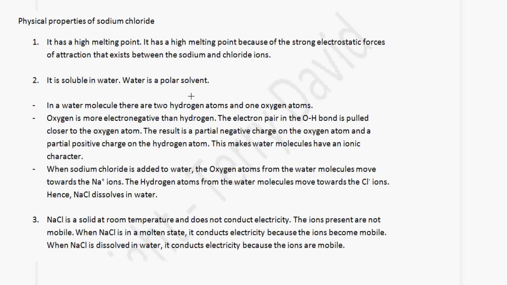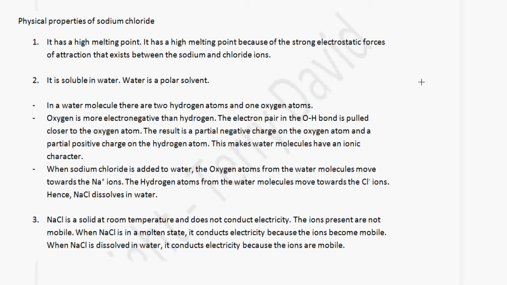Second physical property is that it is soluble in water. We would recall that water is a polar solvent. In a water molecule, there are 2 hydrogen atoms and 1 oxygen atom. The oxygen is more electronegative than hydrogen. The electron pair in the OH bond is pulled closer to the oxygen atom. The result is a partial negative charge on the oxygen atom and a partial positive charge on the hydrogen atom.